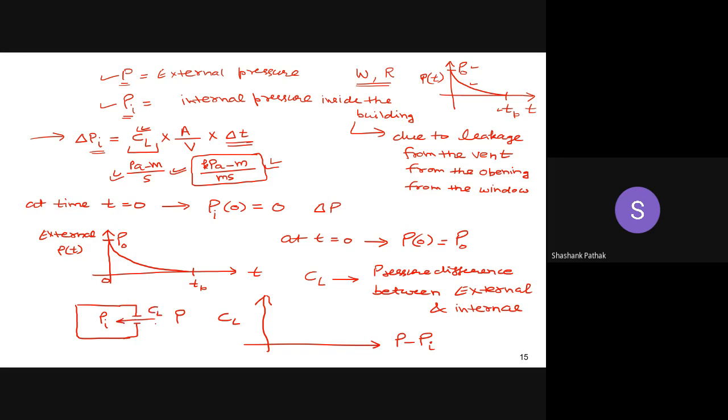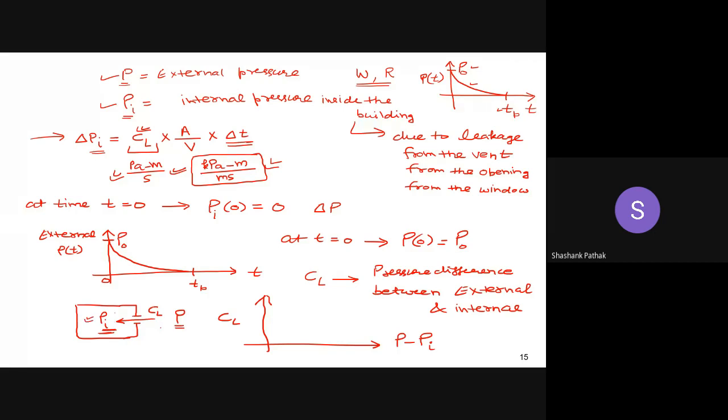If this pressure difference is higher, there will be more leakage, and if it is less, there will be less leakage. You can understand this as a kind of equilibrium situation. If the pressure outside is the same as inside, there should be no leakage. There is a pressure balance. If there is higher pressure outside, it will push inside and there will be more leakage.